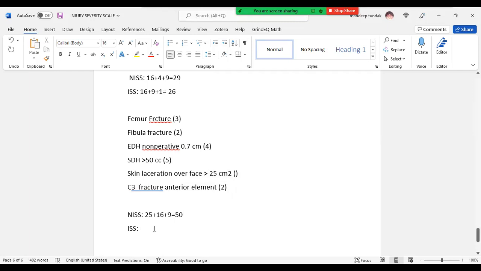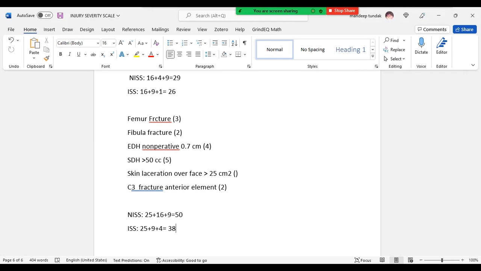Now, what is the ISS of this patient? Again, Karan, come on. That was NISS, sir. Now tell me again. SDH, sir, 5 square, 25. And femur fracture, 3 square, 9. And C3 fracture, 2 square, 4. So this is 25 plus 9 plus 4, 38. Anybody disagree with this? Revati?